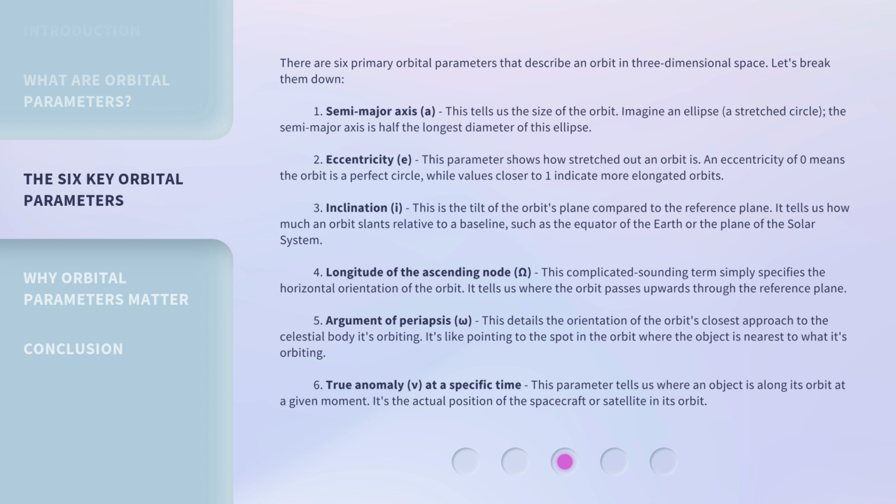5. Argument of periapsis, ω. This details the orientation of the orbit's closest approach to the celestial body it's orbiting. It's like pointing to the spot in the orbit where the object is nearest to what it's orbiting. 6. True anomaly, ν, at a specific time. This parameter tells us where an object is along its orbit at a given moment. It's the actual position of the spacecraft or satellite in its orbit.